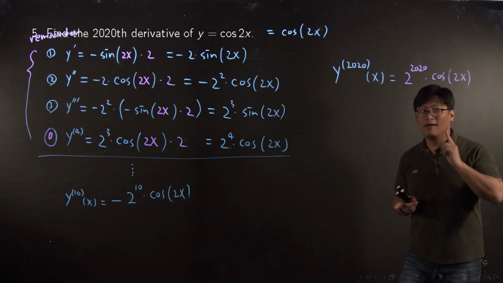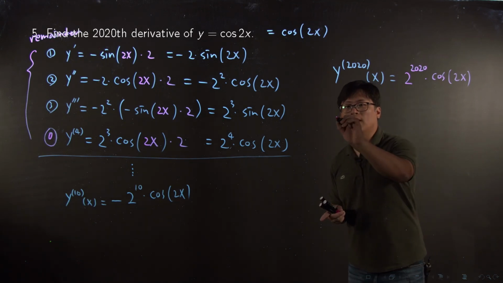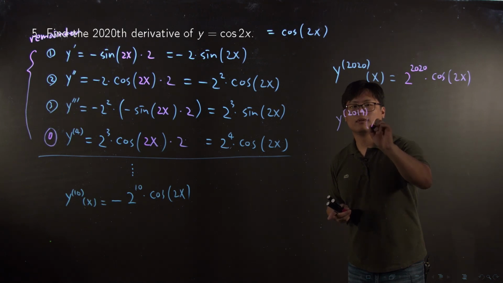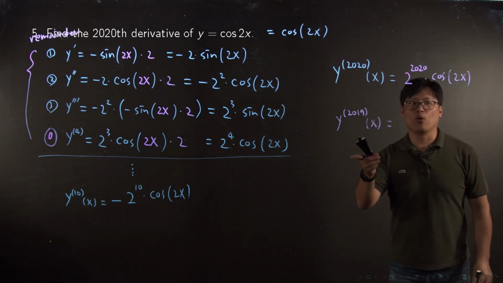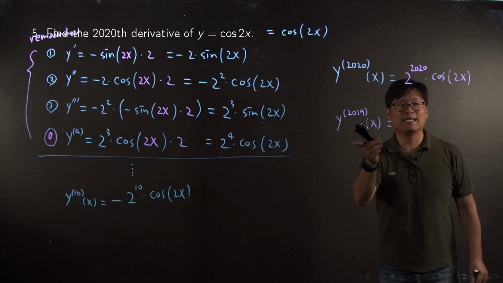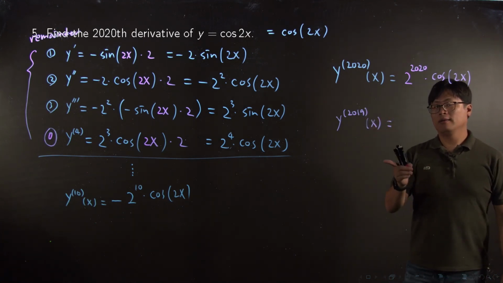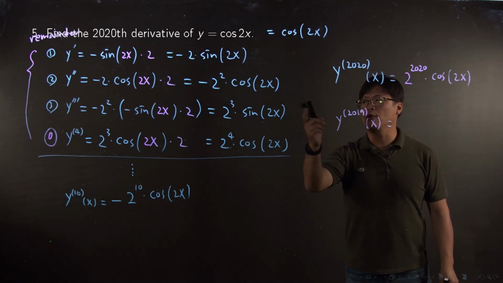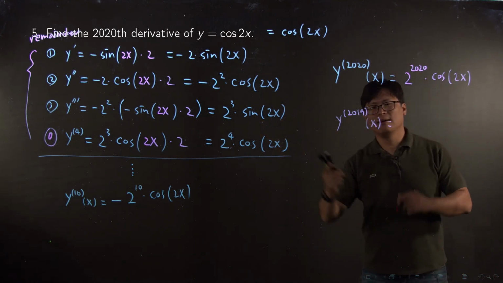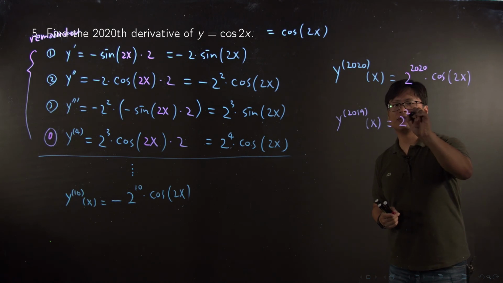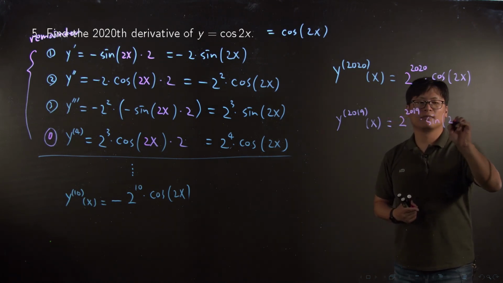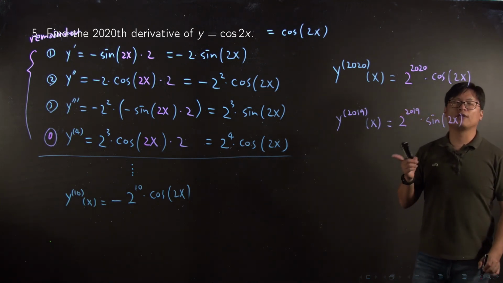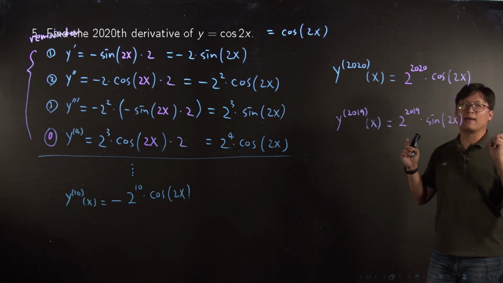So for practice, do you want me to do another one? What about 2019? Can you do it? When you divide 2019 by 4, the remainder is 3. Then we're going to follow pattern number 3. So your answer must be positive. Then your coefficient is 2 to the 2019, and your function must be the sine function. Is that correct? Okay. This is the way to take care of this kind of crazy pattern problem.